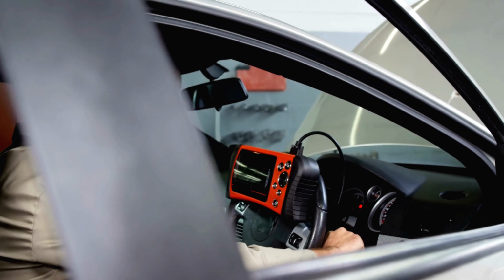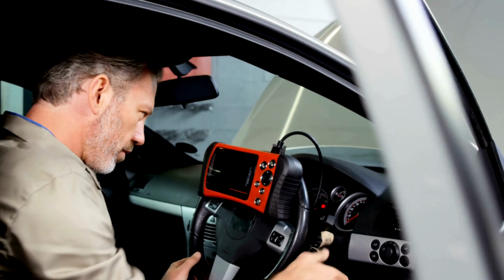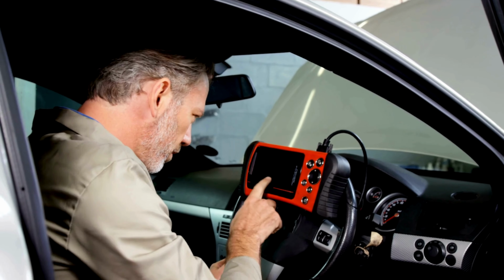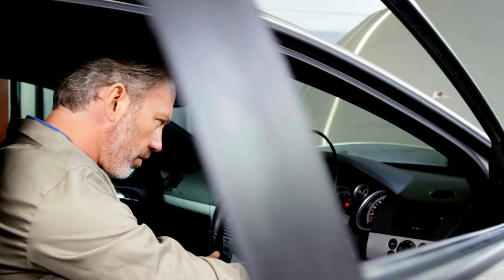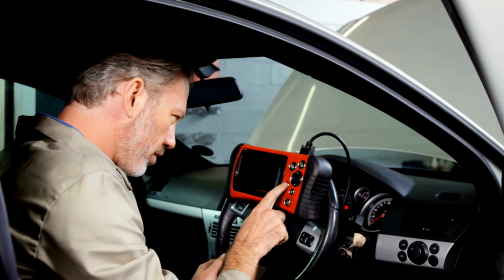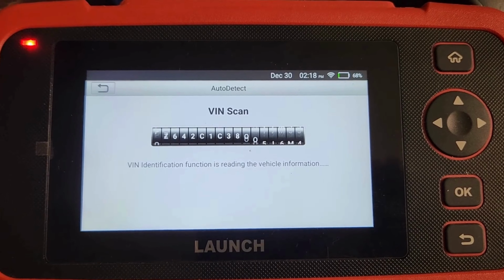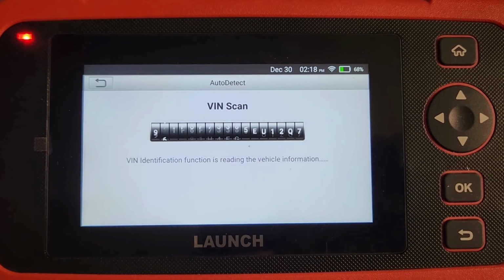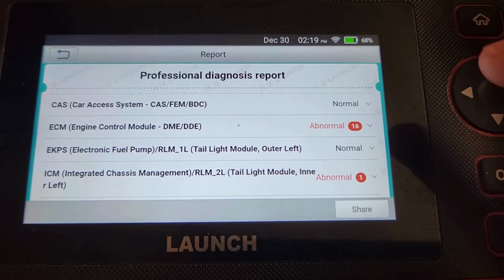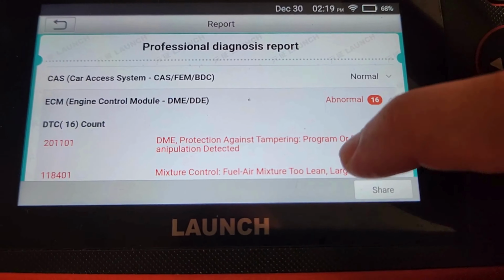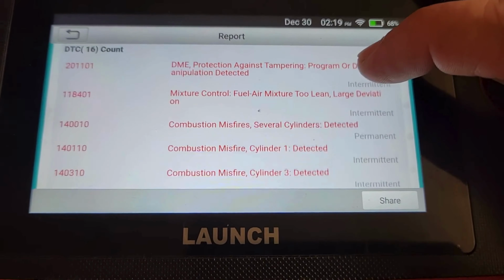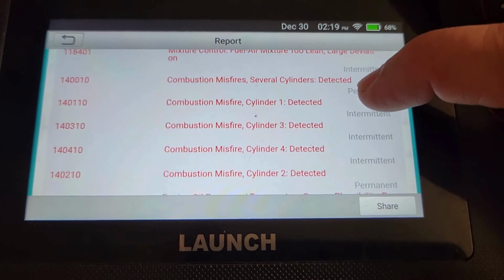From simple code readers to advanced scan tools, these tools act as a bridge, helping us understand what's going on under the hood. Now, let's talk about the hero of the diagnostic world, the OBD-II scanner. This handheld device plugs into your car's OBD port and retrieves diagnostic trouble codes, or DTCs. Think of these codes as your car's way of telling you something might be up.